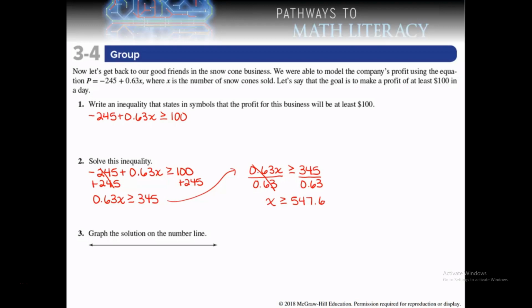Well, for that means that the x values start at 547.6, and because it's greater than or equal, I'm going to go ahead and fill that in with a solid dot. And from there, with a greater than or equal, you're going to the right for the values that are larger.